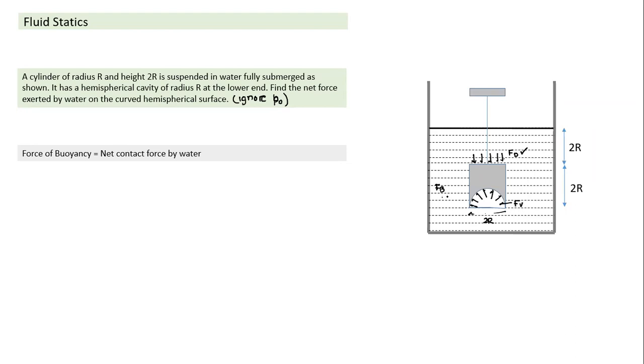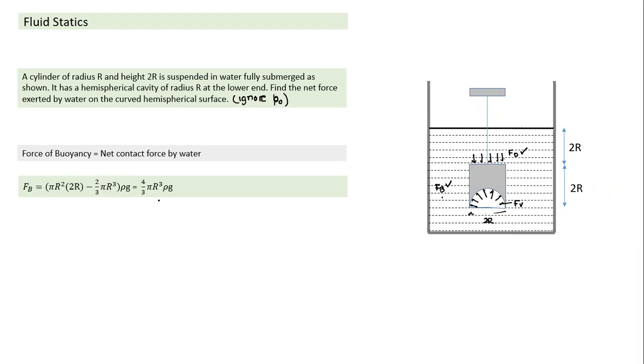So force of buoyancy is equal to the vertically upward force minus the downward force. If I calculate this, this can be formed. That's the concept here: the force of buoyancy, net contact force. Force of buoyancy is equal to what? The volume of the cylinder minus the volume of the hemisphere, into rho into g. So basically we calculate the volume of the cylinder, pi r square into 2r height, and then we calculate the volume of the hemisphere, 2 by 3 pi r cube, into rho g. That becomes the force of buoyancy.